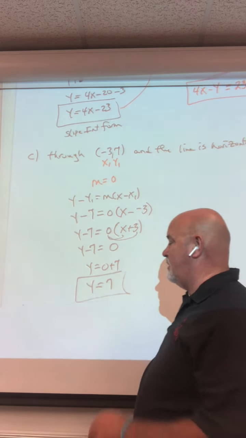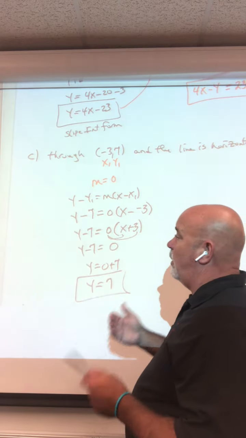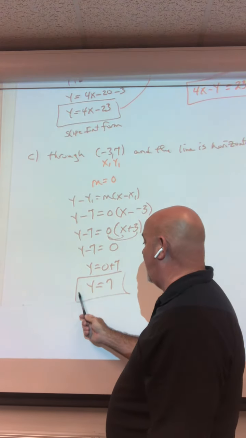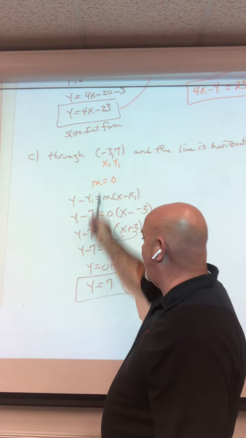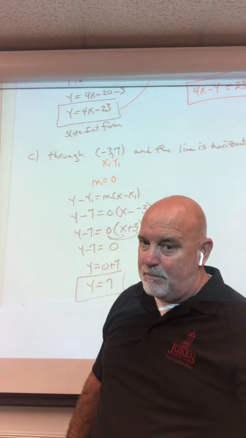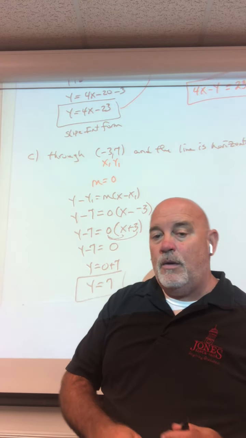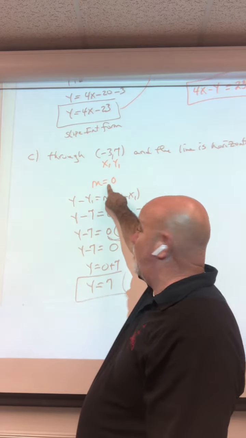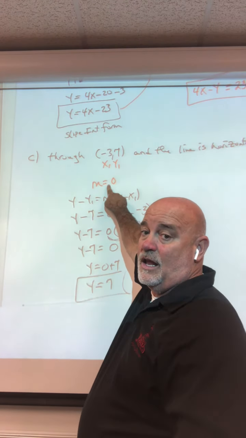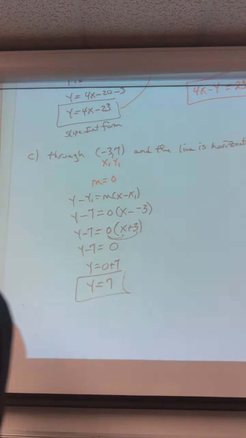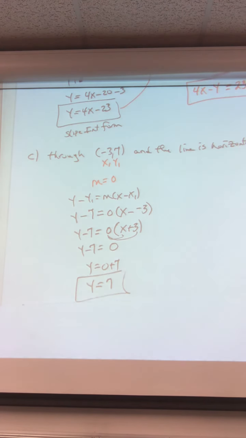So you say, Mr. Ryan, let me make sure I got this straight. If it's a horizontal line and this had been 12, could I just write y equals 12 and not have to do every bit of this? Yes, if you remember that it's y equals. But the good thing is if you don't remember it, put in a 0 slope, because that's what a horizontal line has, and use the point slope formula. Okay?